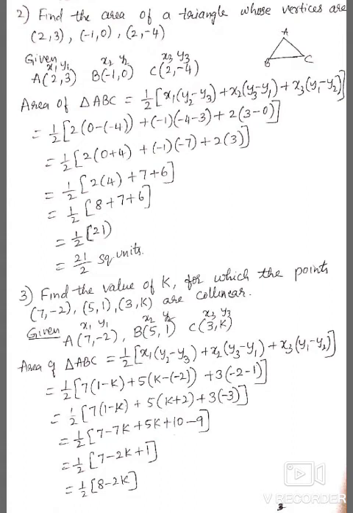Next problem. Find the value of k for which the points 7, minus 2, 5, 1, 3, k are collinear. We know that if the three vertices are collinear, then the area of the triangle is 0. So area of triangle, write down the formula first: half of x1 of y2 minus y3 plus x2 of y3 minus y1 plus x3 of y1 minus y2.